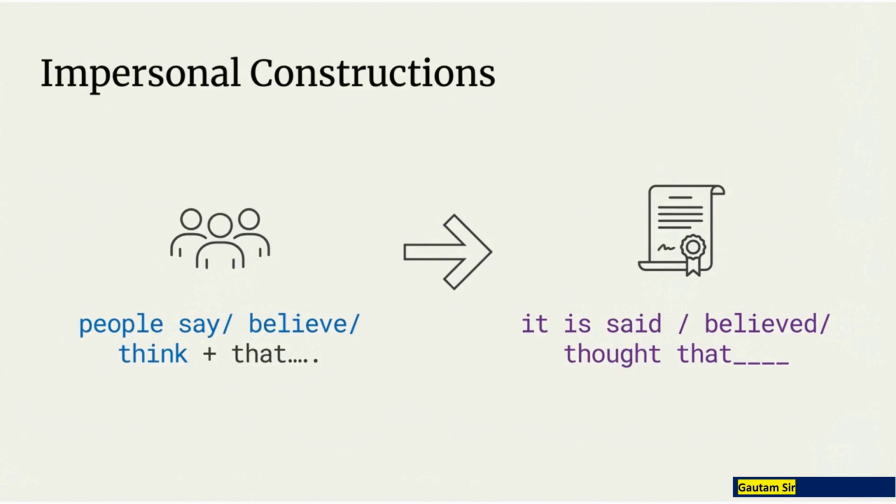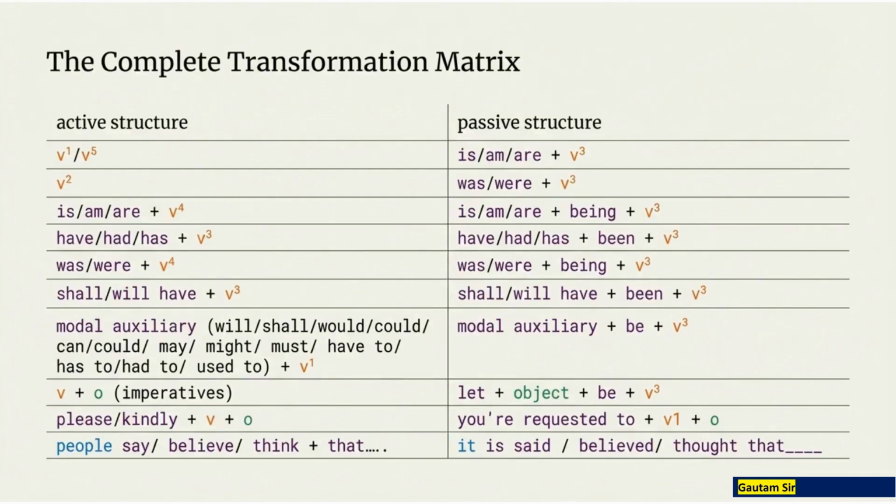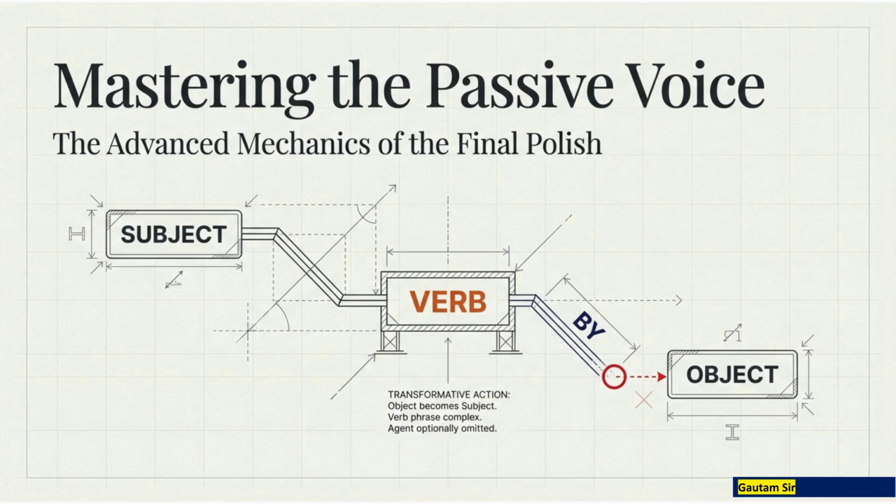Impersonal constructions, such as people say / believe / think that, are transformed using the introductory structure it is said / believed / thought that in the passive voice. This complete transformation matrix summarizes all the active voice structures and their corresponding passive voice conversions, including tenses, modals, imperatives, requests, and impersonal constructions. We now move to mastering the passive voice with advanced mechanics.